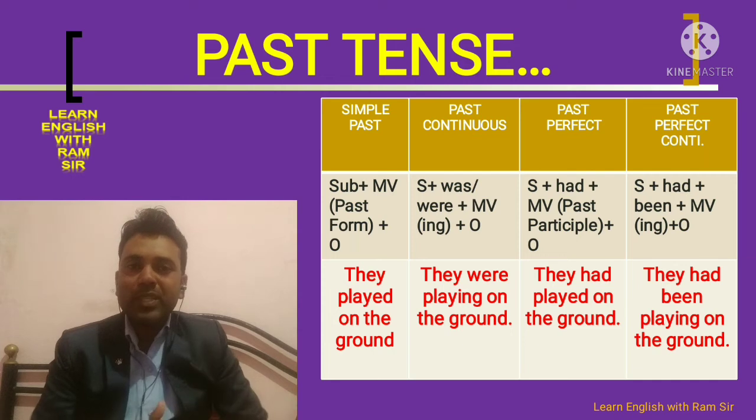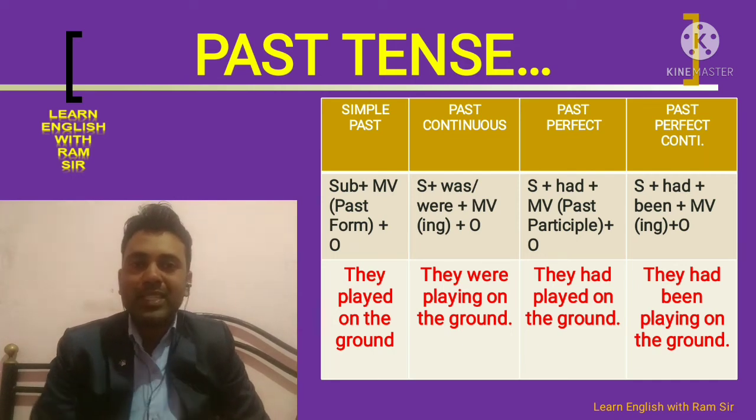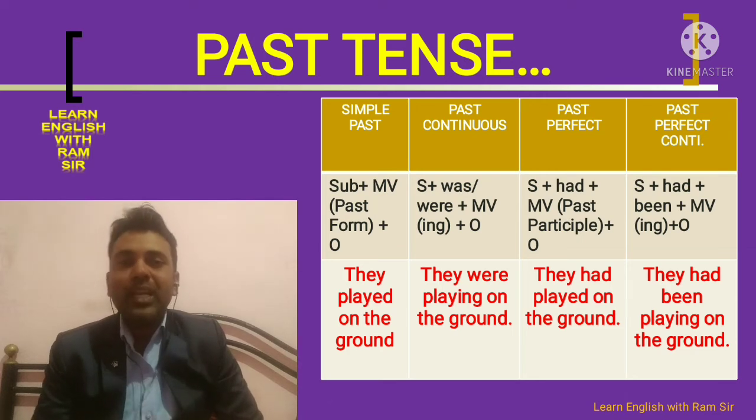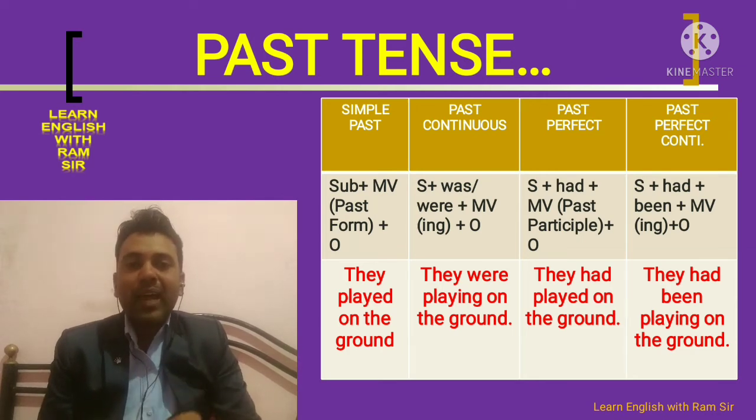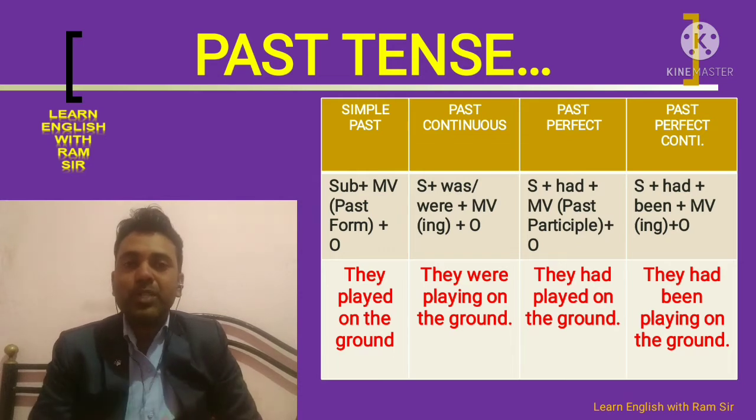Now, let's move towards the last structure, that is all about the past perfect continuous tense. And how do we convert it? You have to write down the answer: they had been playing on the ground. Why had been? Because that is our subject. After had we need to put been.